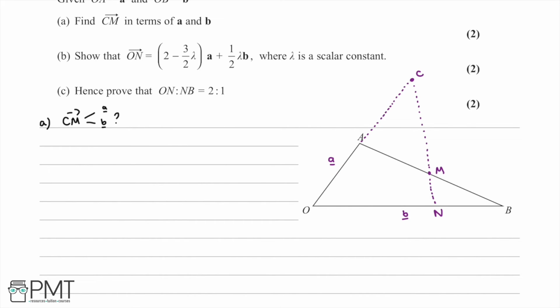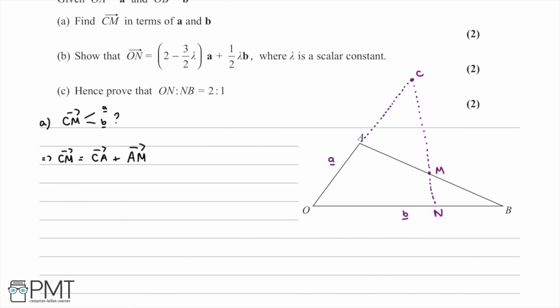We first note that to get from C to M, we can go from C to A, and then we can add on AM. So we can write this down. We'll have that CM is going to be equal to CA plus AM. So eventually we want to find this vector CM in terms of A and B. So we now need to have a think. How can we convert CA into something to do with A? We know that this distance here is going to be equal to this distance here. So to go from C down to A, it's going to be negative A, as this is just an extension of that line.